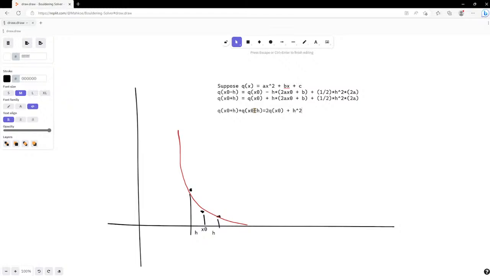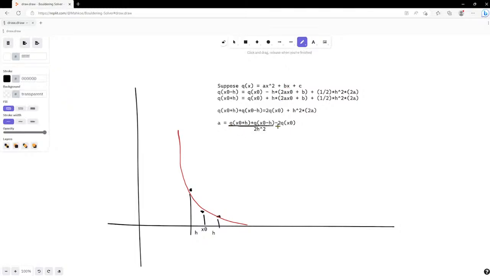h squared times 2a. In other words, a is equal to q of x naught plus h plus q of x naught minus h minus 2q of x naught, over 2 times h squared. Right?